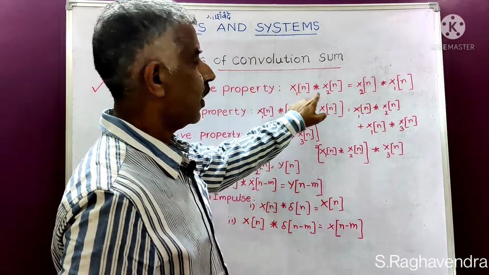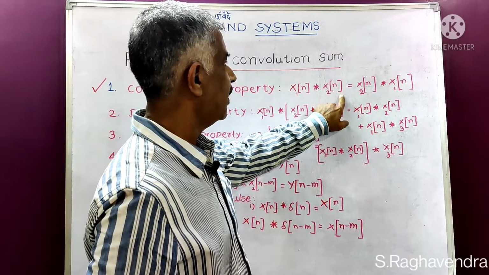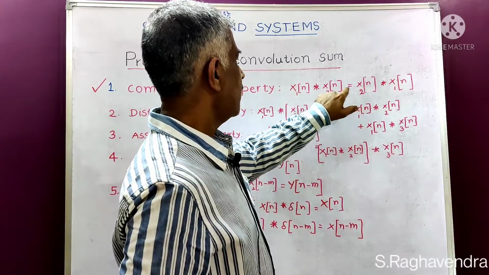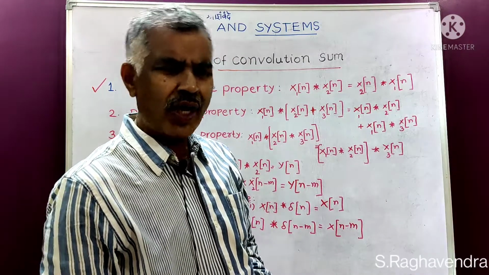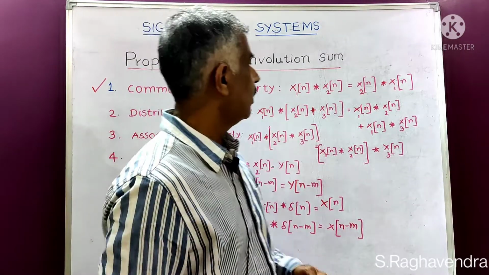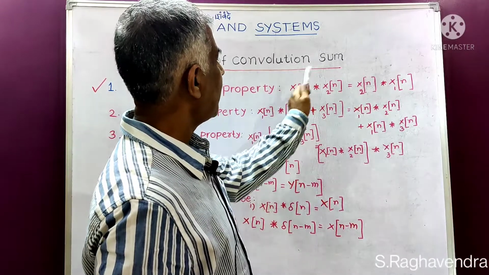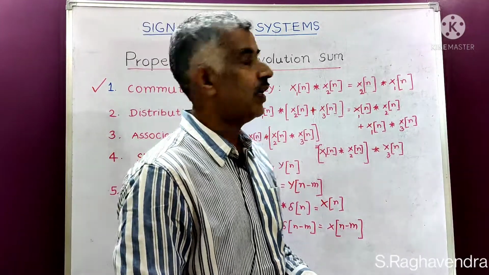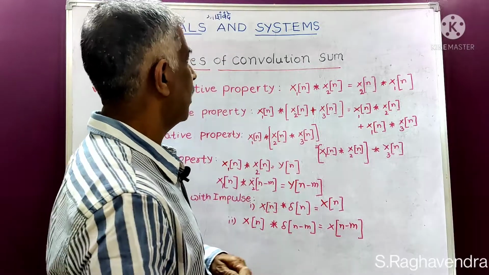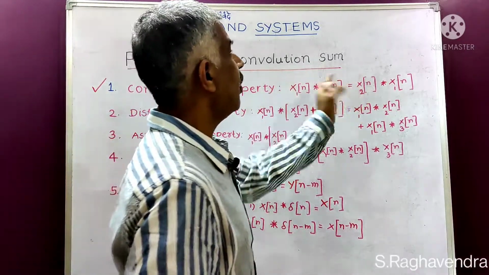x1 of n convolving with x2 of n is equal to x2 of n convolving with x1 of n. That is, you can change the order. x1 followed by x2, now you can reverse the order. This is very much required while solving problems. So you can reverse the order.